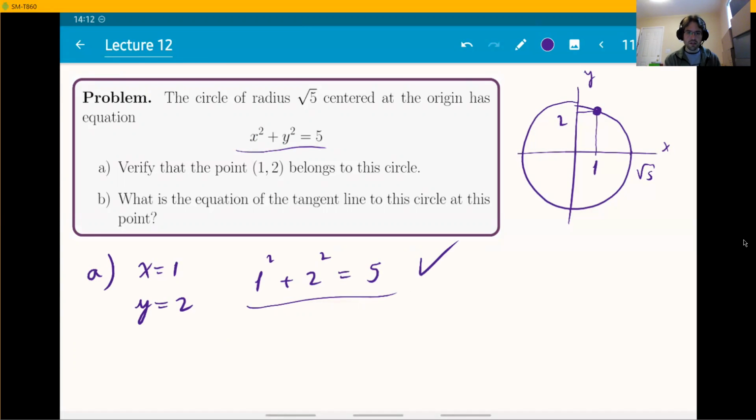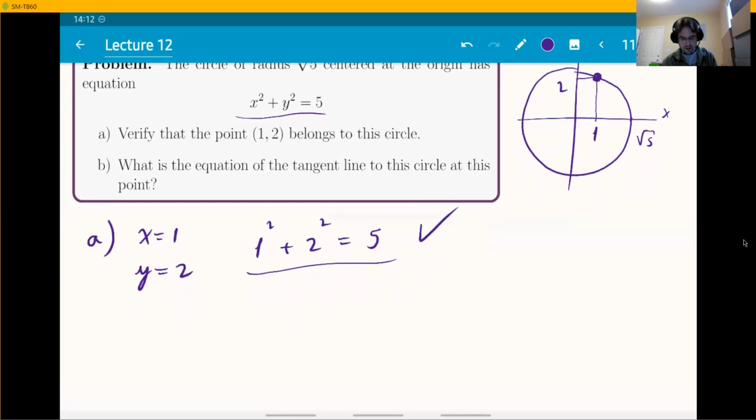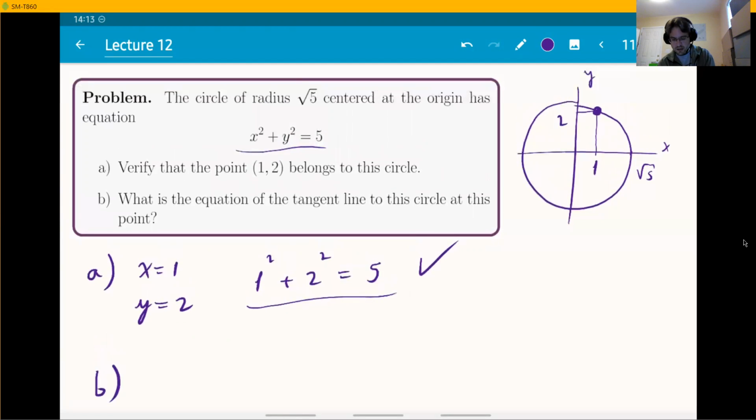That's the easy part. This is again testing if you know what an implicit function is. And now we want to find the equation of the tangent line to the circle at that point. Okay, so in B, we're trying to find the equation of this line in red right here. You can see that it's going to have a negative slope just from the picture.